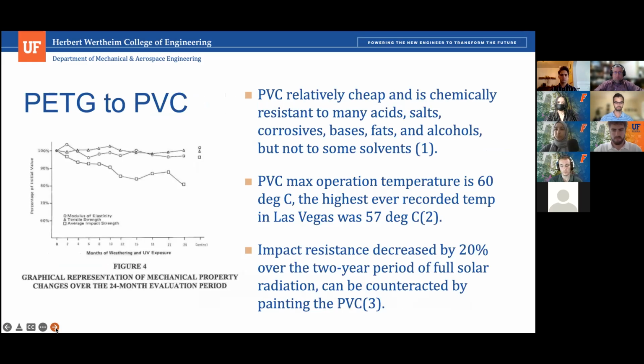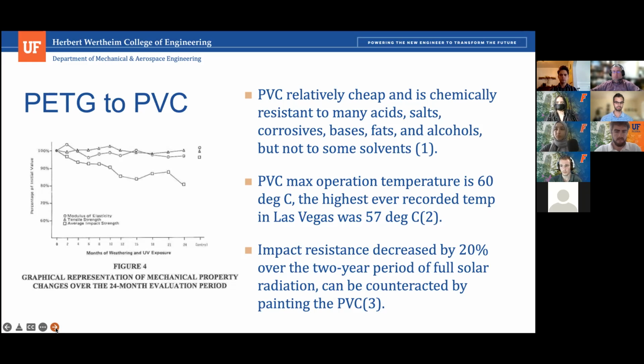So one of the more significant things we changed was the PET-G to the PVC center supports. That was part of our ongoing desire to try and have as many OTS parts as possible. And we were able to determine that the PVC would be able to meet all of our design requirements. It's also relatively cheap and significantly quicker to acquire than the PET-G, and is also waterproof and resistant to most acid, salts, corrosives, and so on and so forth.